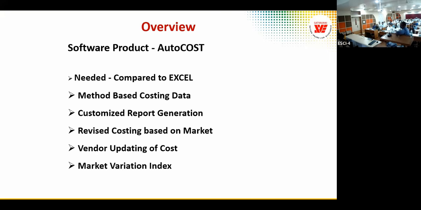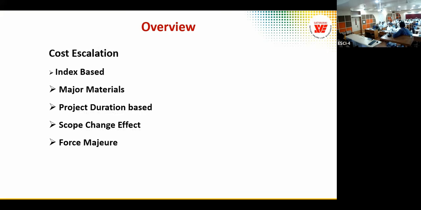This software, I'll not mention much about it. And cost escalation now. I'm talking about cost escalation. We have various methods. Index-based cost escalation. In some contracts, we give escalation only for fuel, that is diesel, steel, and labor. Steel and cement, diesel, three components actually. So there are three formulas. One for the labor, one for material, and one for fuel. So three formulas we calculate based on the percentage weightage, given up to 60%.